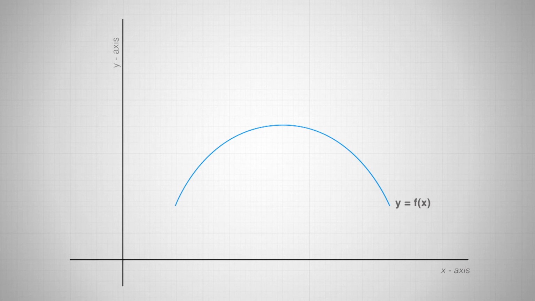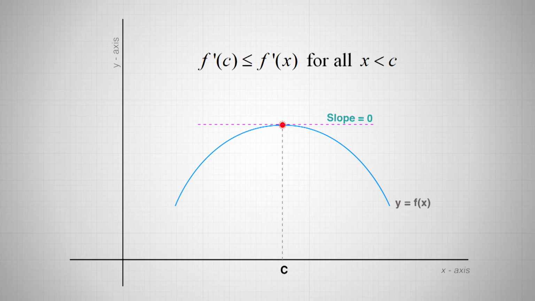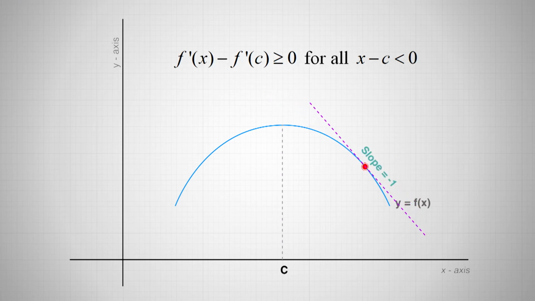Let f be a function that has a local maximum at x = c, and let f be twice differentiable at x = c. Then the first derivative f'(x) is defined near x = c, and as seen from the figure, the slope of the tangents, that is f'(x), keeps on decreasing near c, so that f'(c) is less than or equal to f'(x) for all x less than c, where x is sufficiently close to c. That is, f'(x) - f'(c) is greater than or equal to 0 for all x - c less than 0, where x is sufficiently close to c.